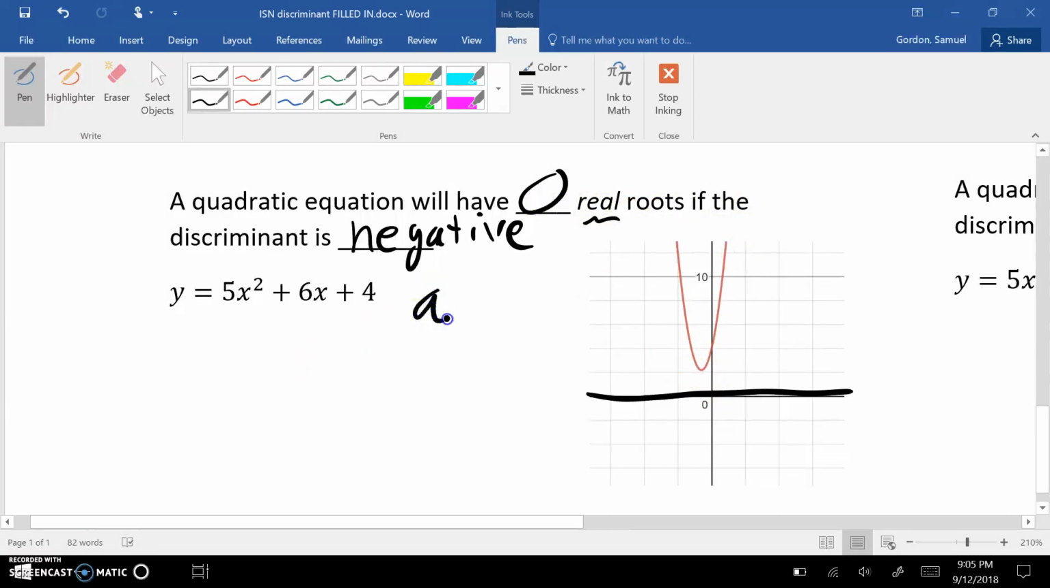So I want you to do the same thing here. Figure out what A is, figure out what B is, figure out what C is, and then go ahead and substitute it into b squared minus 4ac and figure out what the discriminant is. You should get a negative number. If you do, you're right. If you don't, go back and try it again.